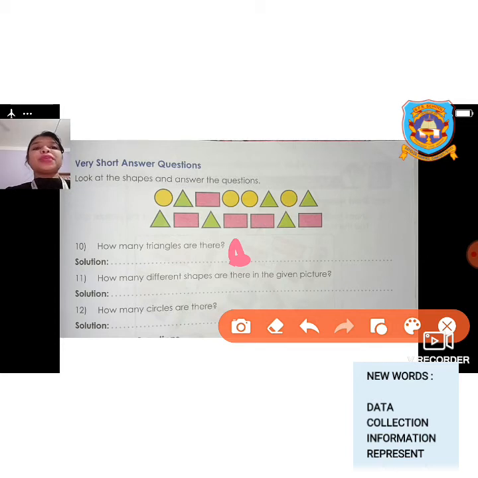How many different shapes are there in the given picture? Okay, so how many shapes are given? First is a circle, second triangle, third is a rectangle. So 3 different shapes are there. Okay, it has not been asked what is the total number of shapes given there. How many different shapes are there? Question number 12 is, how many circles are there? So there are 4 circles.